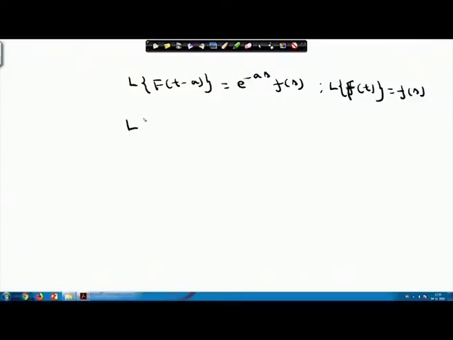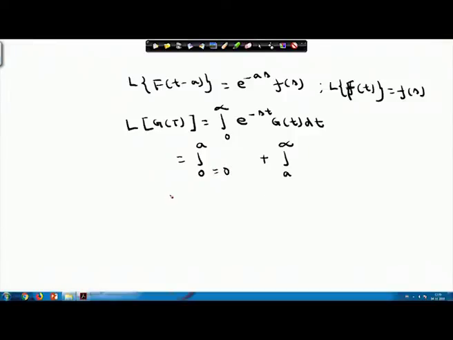Now, from the definition, let us start with the Laplace transform of g(t). The Laplace transform of g(t) is 0 to infinity e^(-st) g(t) dt. This I have to break into two parts, 0 to a and a to infinity, because your function is defined for t greater than a and t less than a. In 0 to a, the function is 0, so this part will be equal to 0, and this part will be e^(-st) f(t - a) dt, from a to infinity.